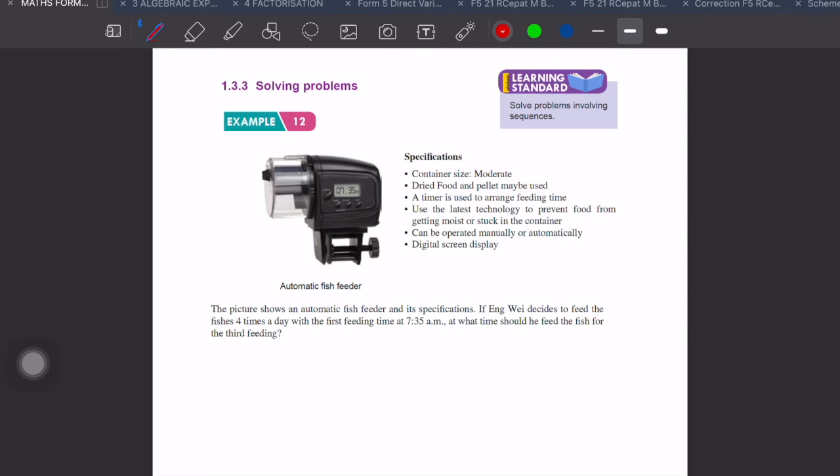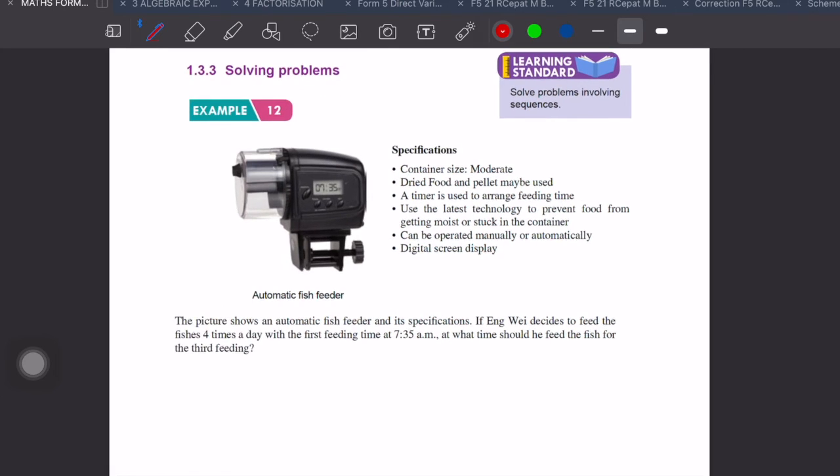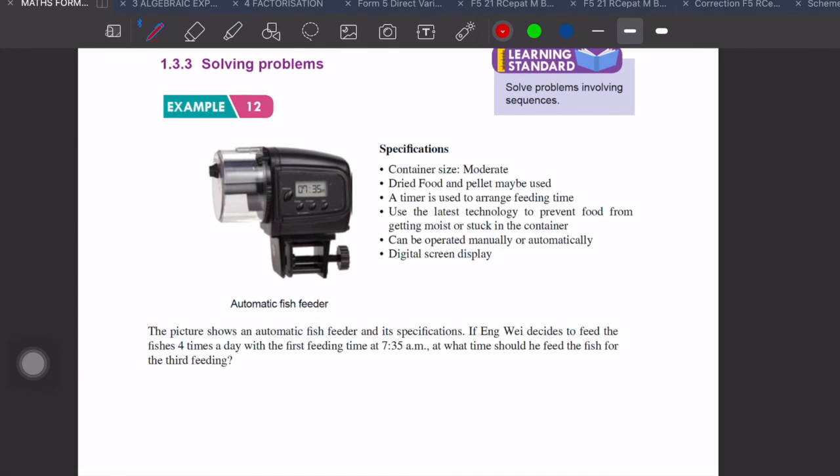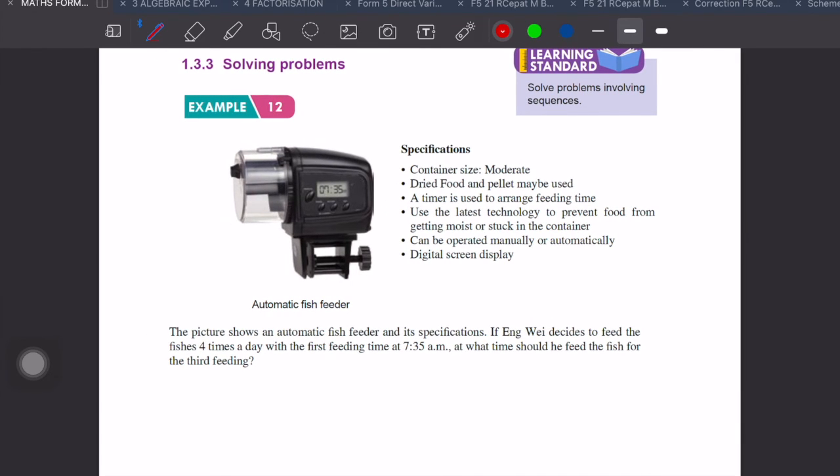Example 12. Over here you have an automatic fish feeder. Look at the specification. Container size moderate, dried food and pellet may be used. A timer is used to arrange feeding time. Use the latest technology to prevent food from getting moist or stuck in the container. Can get operated manually or automatically. The last one is digital screen display.